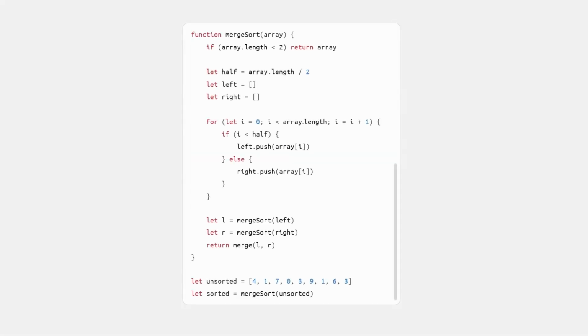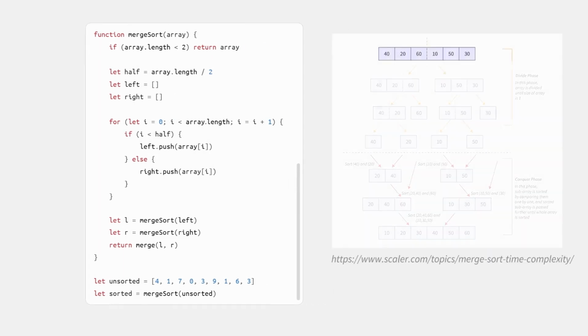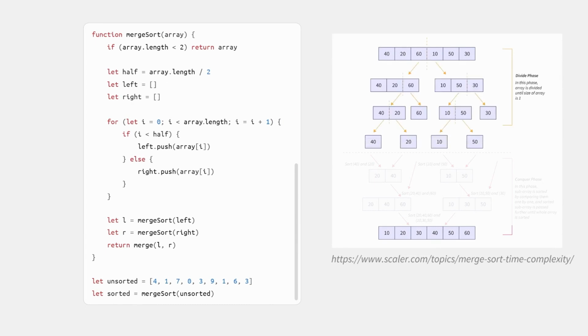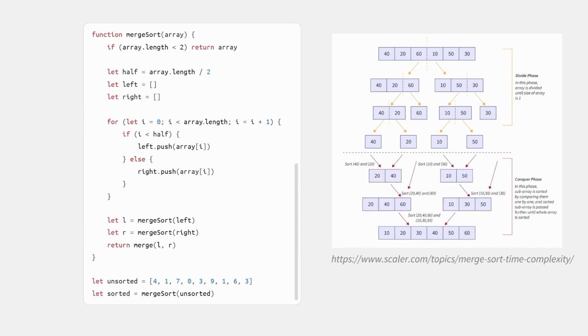With that in mind, let's revisit our merge sort example from earlier. For context, merge sort takes an unsorted list as input and returns a sorted list. It does this by recursively dividing the original list into two halves and then merging those sublists together in ascending order.